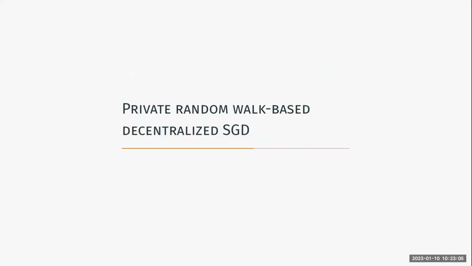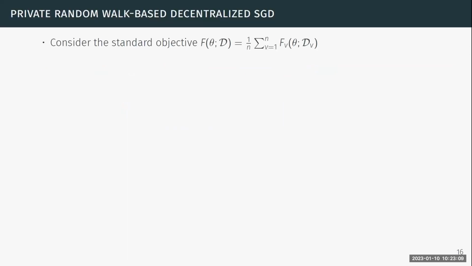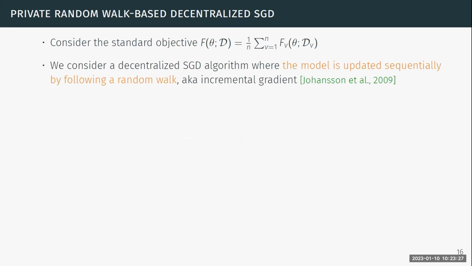All right. So now we're going to look at a specific algorithm and show some guarantee. The algorithm is going to be very simple. We're going to look at the standard objective in federated machine learning, where each node V has a local objective function that depends on its data, and we want to find a model that minimizes the average of the local objectives of the participants. That is quite standard. And what we're going to consider now is a decentralized SGD algorithm.